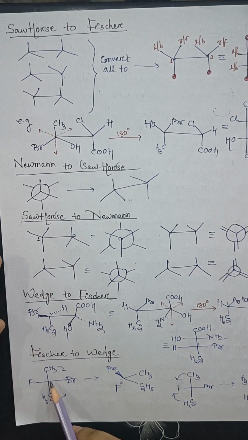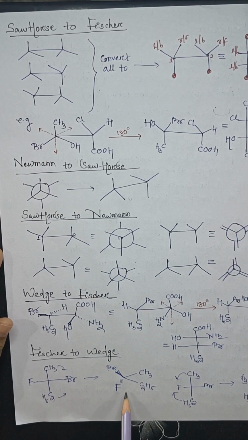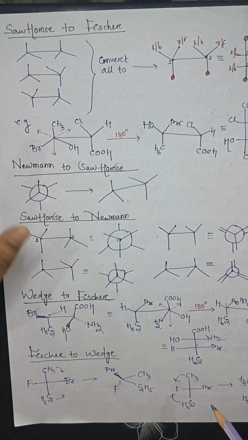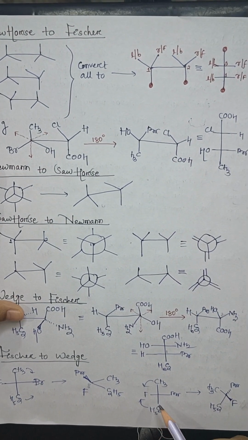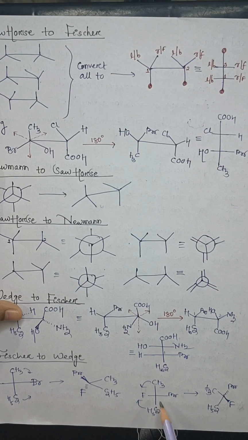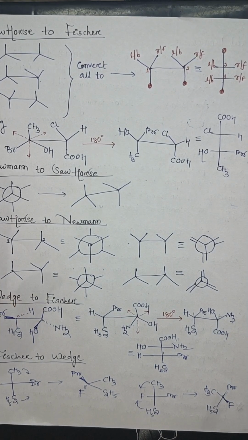That means CH3 and C2H5 ethyl group both should be on the plane. Bromine should be above and fluorine should be below. Here, if you bend the molecule towards fluorine, both CH3 and C2H5 should be on the plane. Bromine should be above, bromine should be below, since we bent it towards fluorine on the front side. That means fluorine will be on the front side.